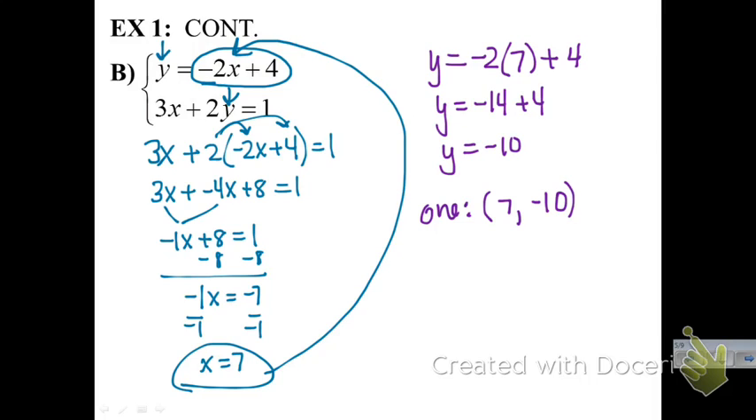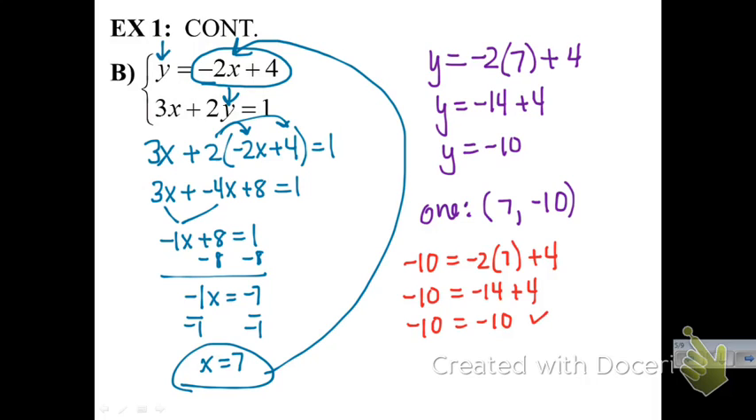The last thing you're going to want to do is to check it in both equations. So the top one says y, negative 10, is equal to negative 2 times 7 plus 4. So here we get negative 14 plus 4, which is negative 10. So it checks in that one. Don't have a lot of room. I'll do it right below, I guess.